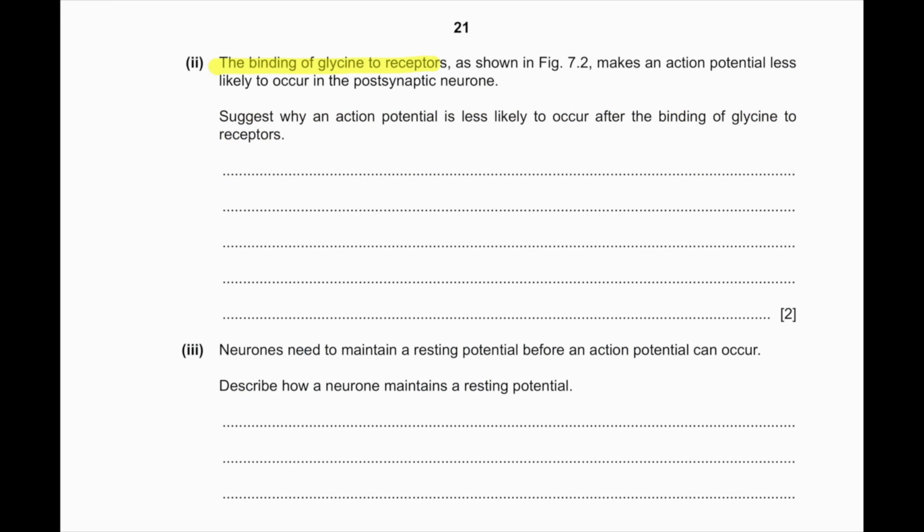The binding of glycine to receptors, as shown in figure 7.2, makes an action potential less likely to occur in the postsynaptic neuron. Suggest why an action potential is less likely to occur after the binding of glycine to the receptors. So once the glycine is binding to the receptor, it causes an influx of chloride ions. Chloride ions are responsible for depolarization. Chloride ions are responsible for repolarization.